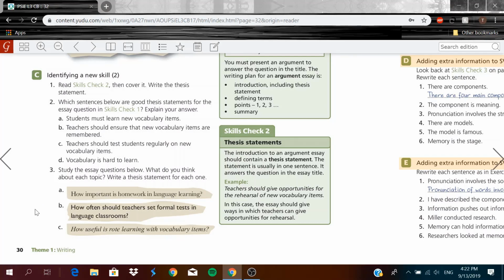Okay? Now let's go to B. We have, how often should teachers set formal tests in language classrooms? What do you guys think? Do you guys think that formal tests are not useful at all, so no need? Or do you think that formal tests are maybe useful for reading and writing, but not for speaking? What do you think? For me personally, I'd say that teachers should set formal tests regularly, so I do think it's important to inform learning. Okay? Now let's go to C. How useful is rote learning with vocabulary items?